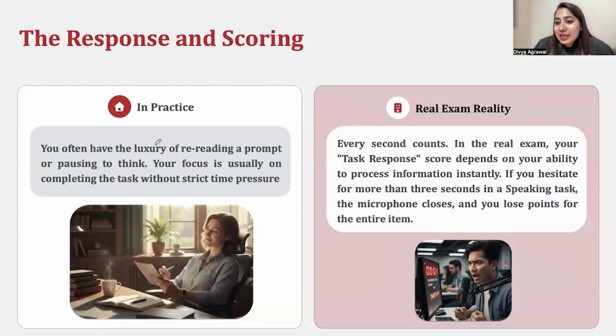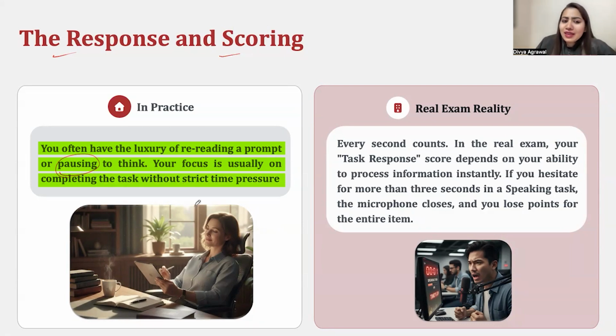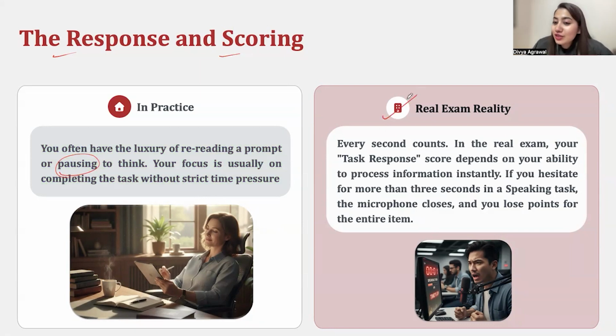Okay, so we're going to be taking things into account according to the parameters we have. So, the first thing we need to take into account is the response and scoring. While preparing, we often have the luxury of checking, rereading the prompt again and again at our own pace. We also can pause while thinking, but our focus usually lies on completing the task rather than on time. We rarely have strict timing, but that's not the case with your actual exam. This is not the reality, guys.